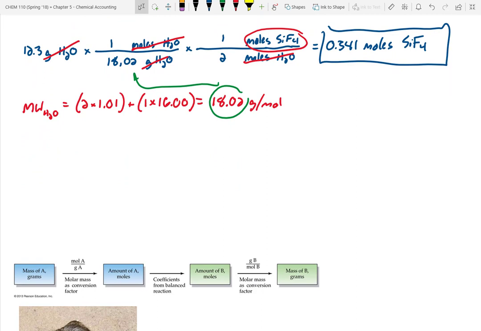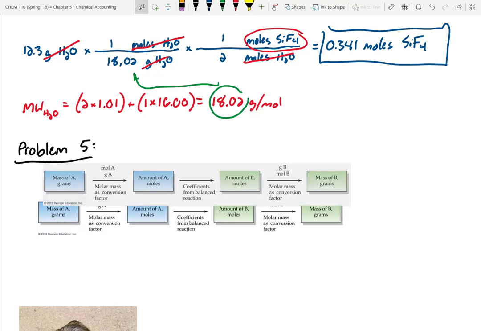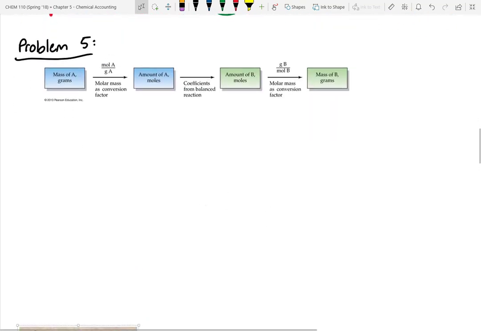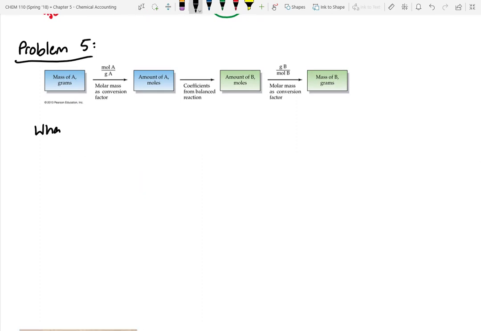This one's going to be our first challenge one, and then I've got a second challenge one later. So problem 5. I'm actually going to move this up so that you can reference it, and then I'll move this mouse down. We'll talk about the mouse later. So problem 5 is: what mass of water is made when 2.33 grams of silicon dioxide reacts?